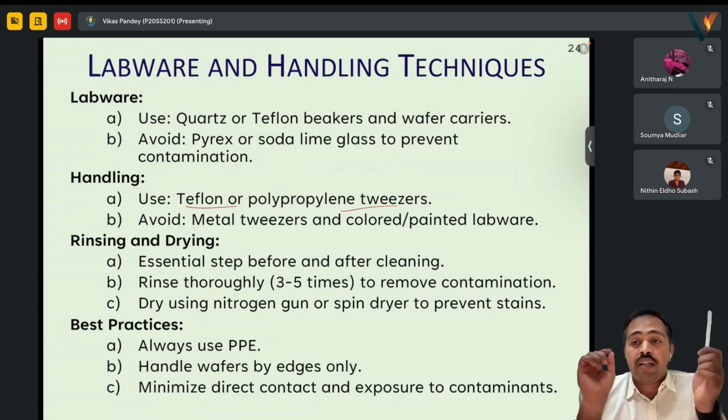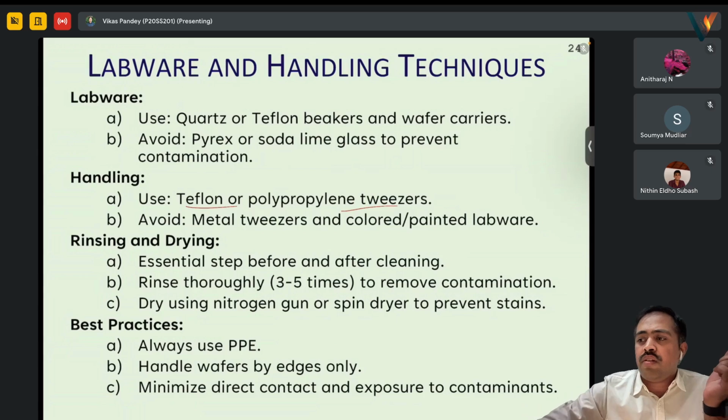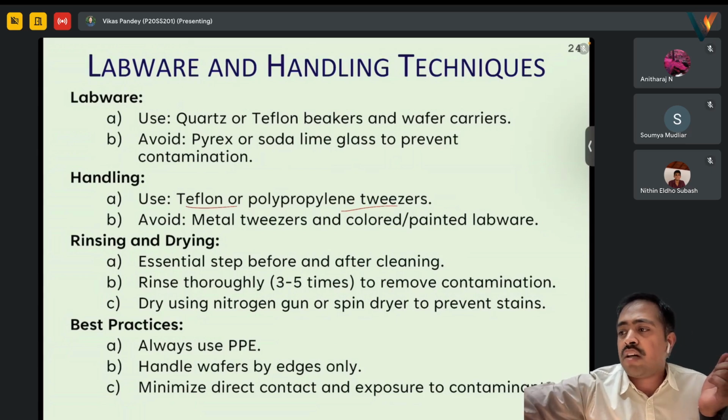The tweezer that we use, I think I have one tweezer here. Are you able to see my video?